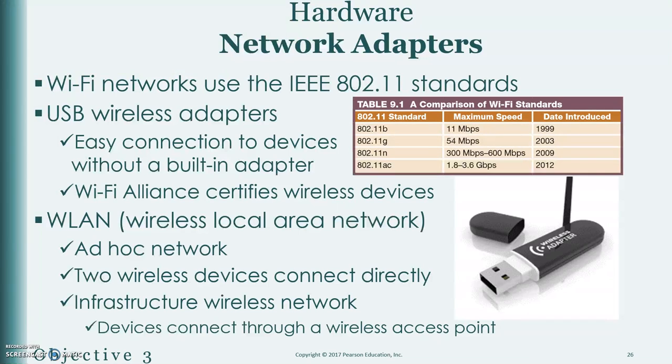A WLAN, a wireless local area network, is just that, a wireless local area network. So if you see that WLAN, you're going to know that's a wireless local area network. We also have ad hoc networks, and these occur when two wireless devices connect to each other directly. In infrastructure wireless networks, devices connect through wireless access points.